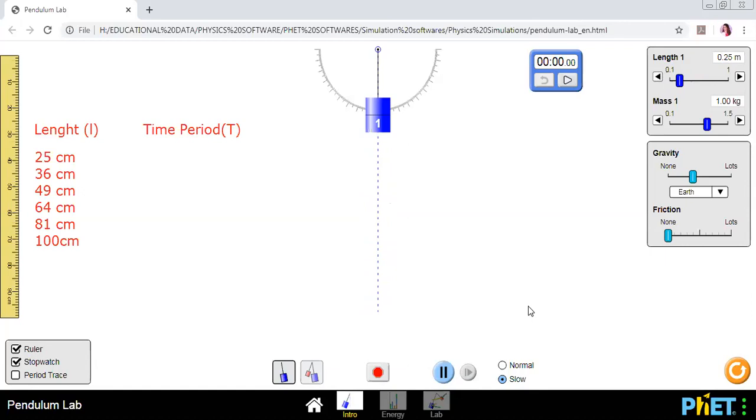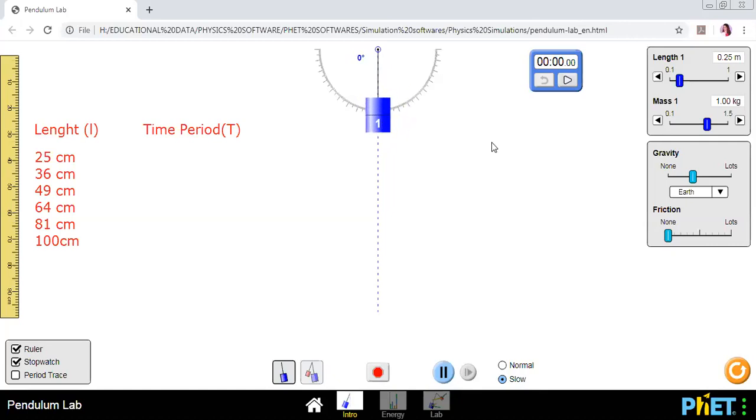Now this experiment I am going to purposely perform in slow motion, because it will happen very quickly, and there is a possibility that error may creep in. So that's why I am performing it in slow motion. Now, how much is the amplitude I am going to keep for this? So I am going to keep the amplitude for all the observations as 20 degrees. Clear?